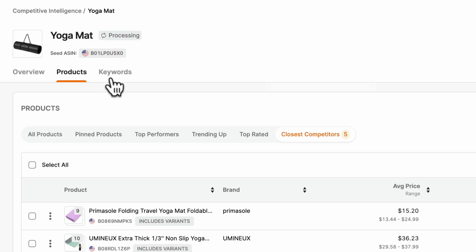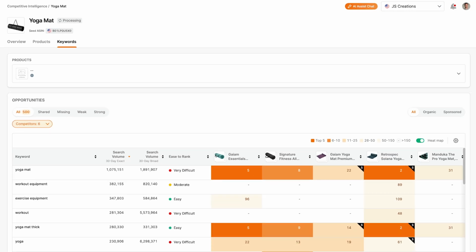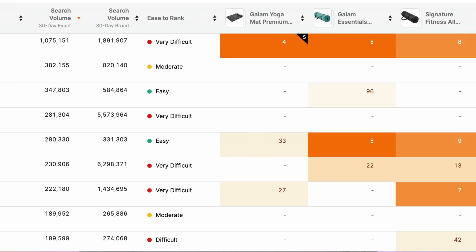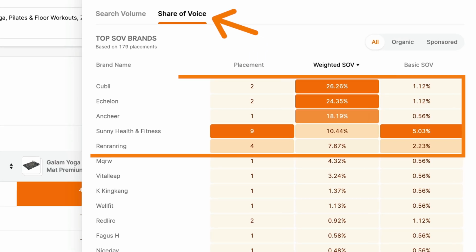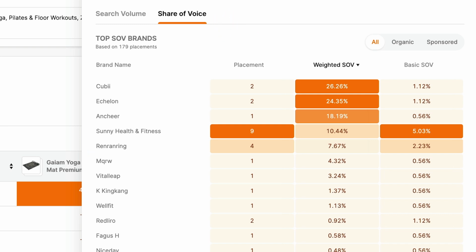In the next video, we'll dive into more advanced features within keywords where you'll discover which keywords your competitors are missing, see where they're beating you, and identify the most important keywords in your market.